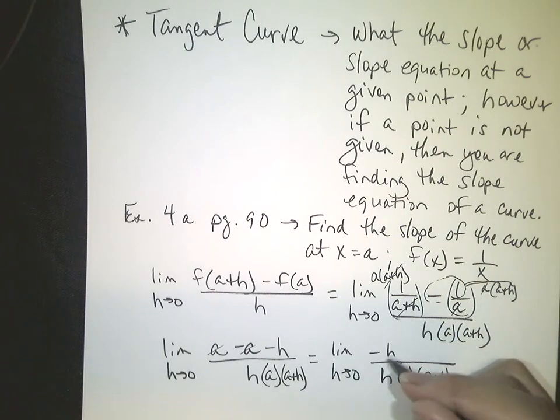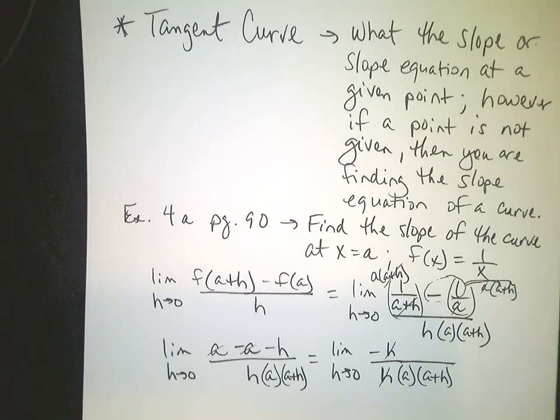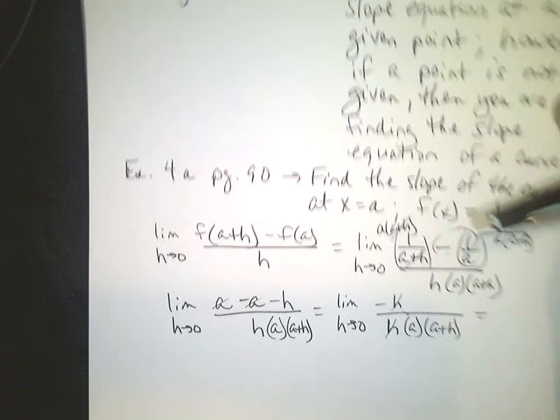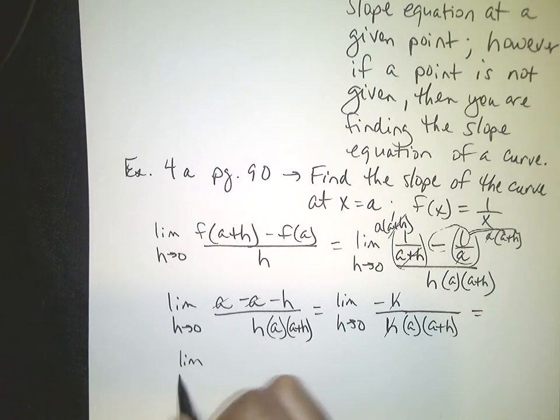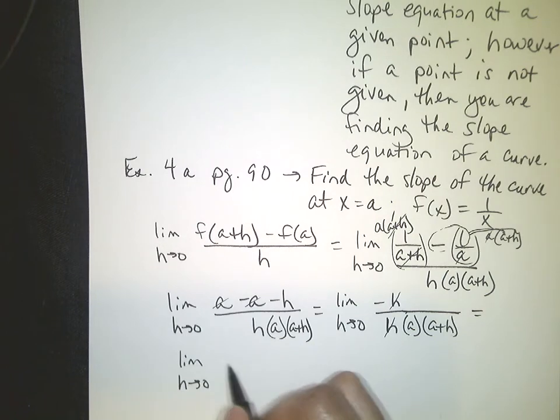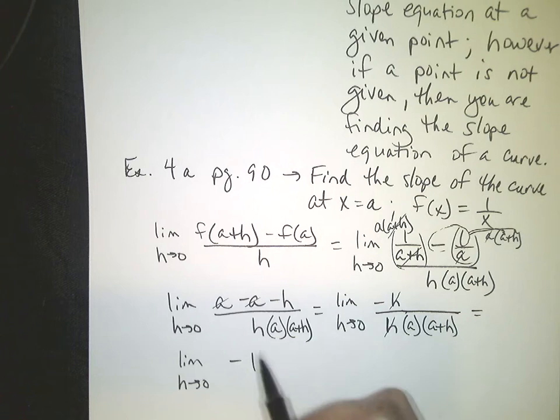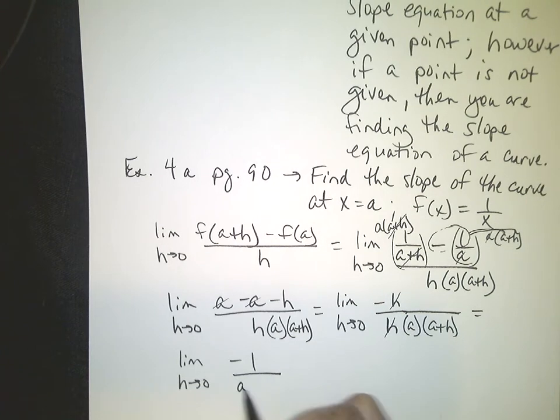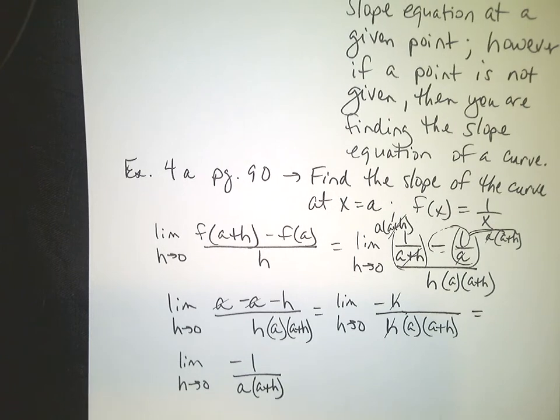So then what happens here? That makes a 1. And then we get the limit as h approaches 0. It looks like nothing's there, but that's a negative 1 all over a times a plus h. And so this is your slope equation, because you don't have x, or in this case a, to plug anything in.